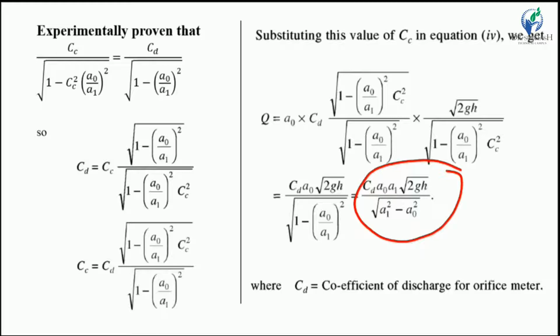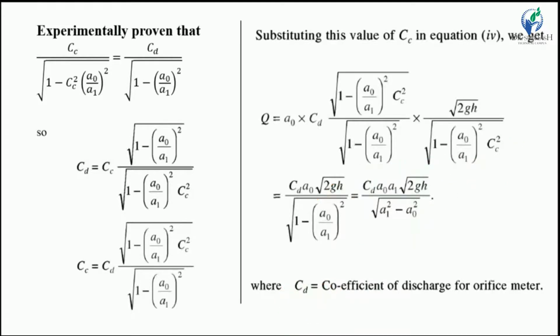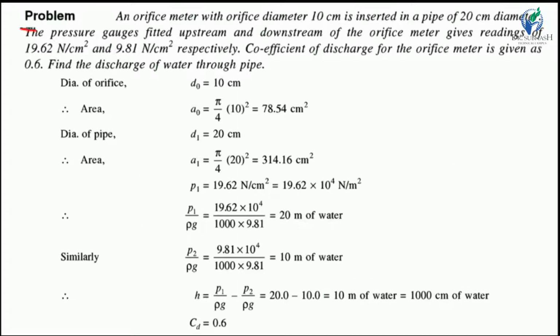And Cd, we know, is the coefficient of discharge for the orifice meter. This is the equation of discharge through an orifice meter. This is the final equation of discharge for an orifice meter. Now we solve an example of the orifice meter.